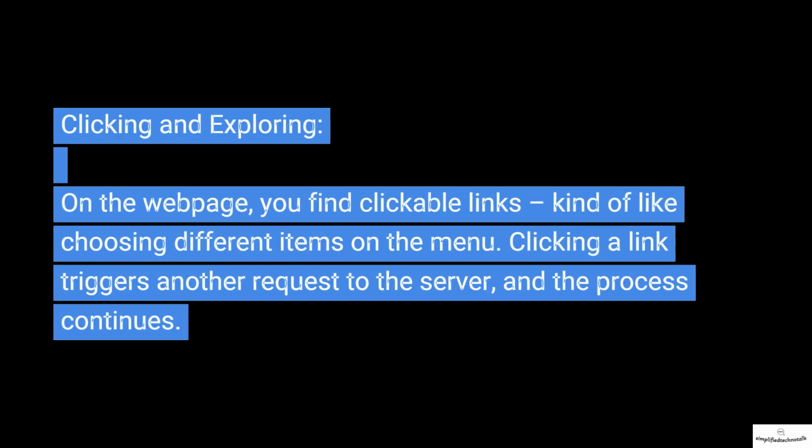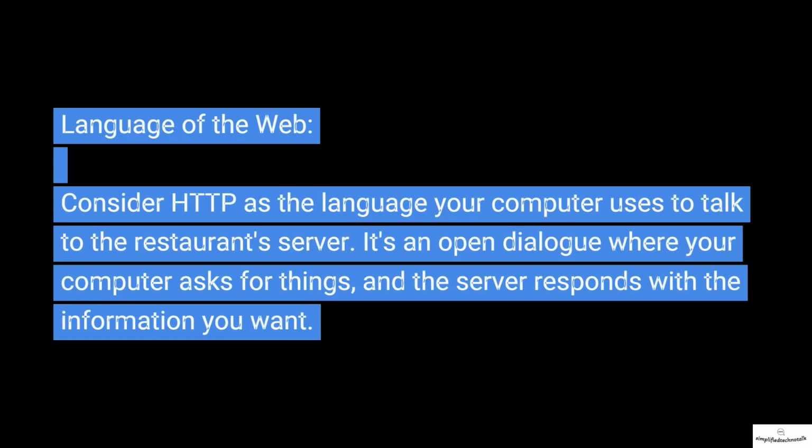Clicking and exploring. On the web page, you find clickable links, kind of like choosing different items on the menu. Clicking a link triggers another request to the server, and the process continues. Language of the web. Consider HTTP as the language your computer uses to talk to the restaurant server. It's an open dialogue where your computer asks for things, and the server responds with the information you want.